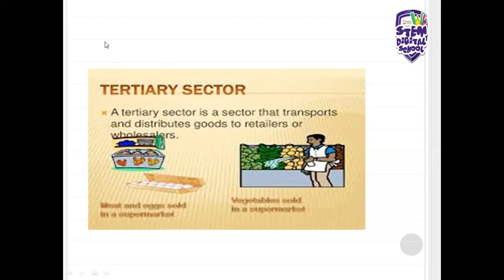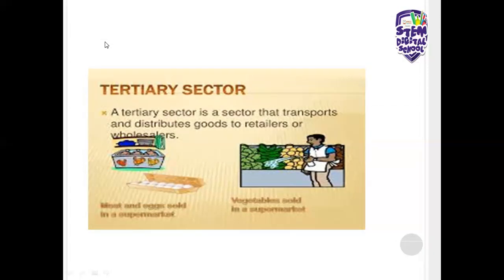Right, so let's take another example. Let's say we want to make a table out of wood, furniture. So what do we need for that table? We need wood. Wood is going to be your primary sector. Then we're going to make that table. We're going to manufacture that table in the factory to get a finished product that will be the table at the end of the day. So that will be your secondary sector.